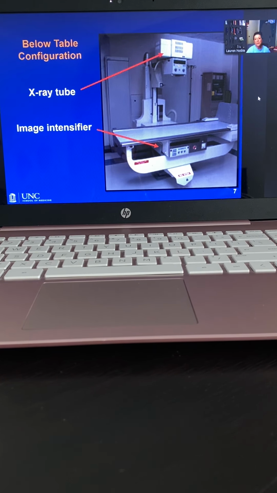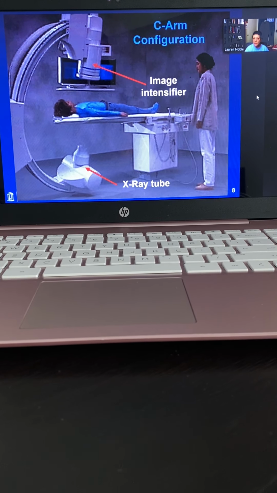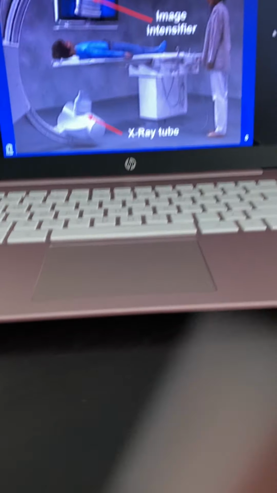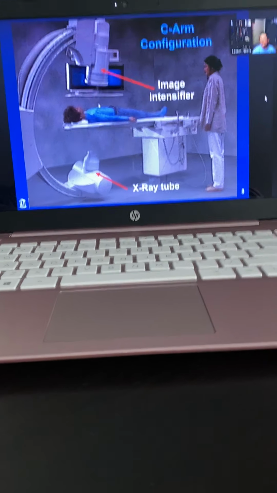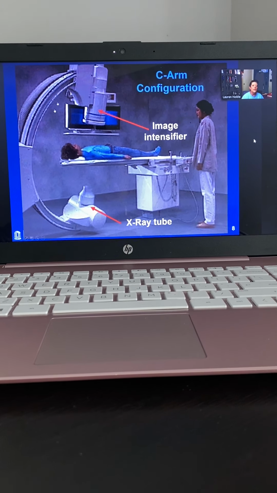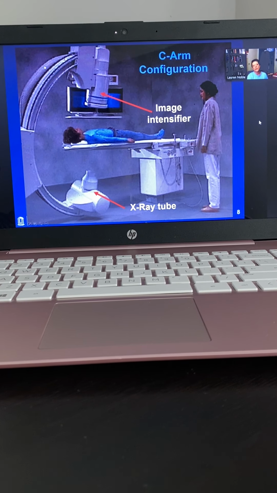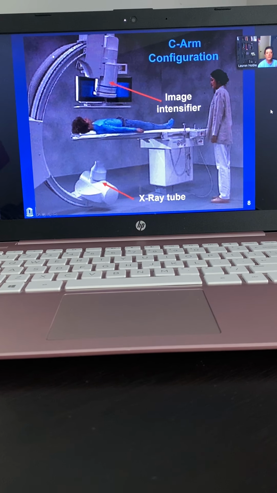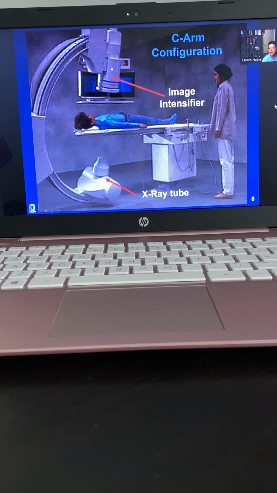So this is your below table configuration. This is a C-arm configuration. Has anybody been to surgery and you've had to drag the C-arm along with you? Okay, so you got to do that as well. This is a C-arm configuration, and it's called a C-arm because it looks like a C. You can arrange it so that the image intensifier is either below or above, but the best configuration is to have it turned so that the image intensifier is on top.